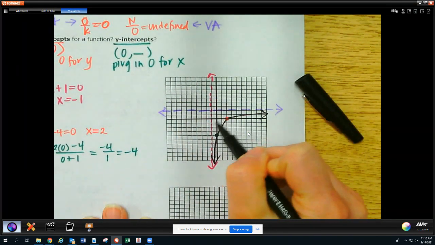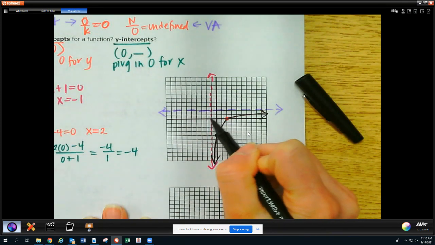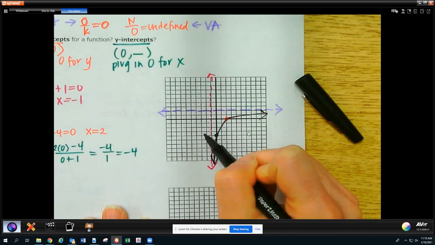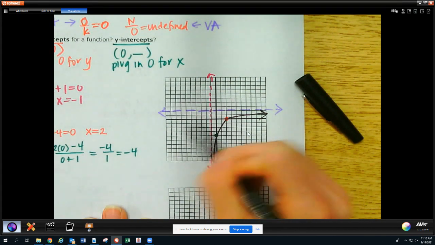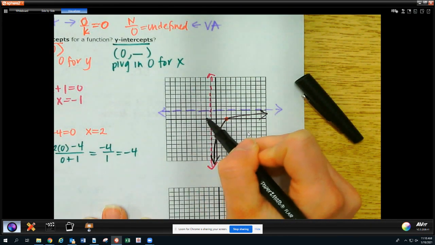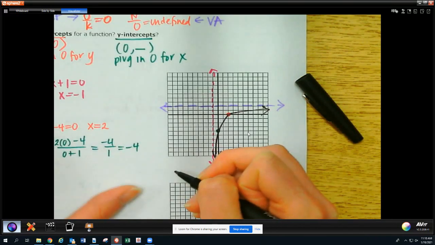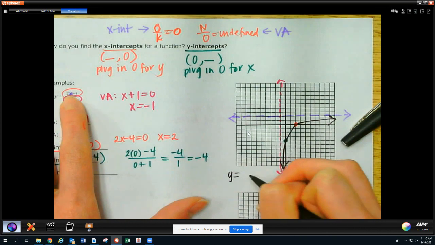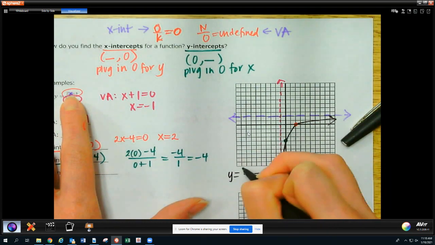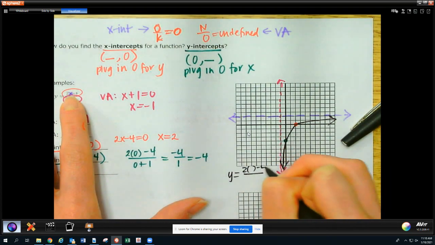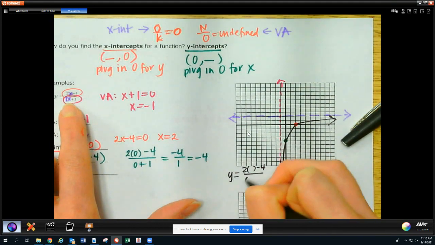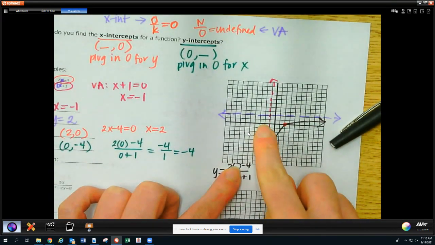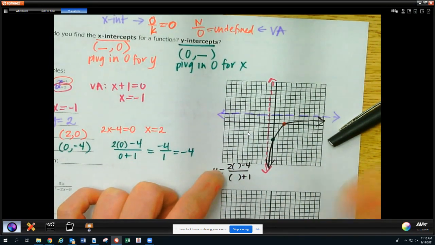And so you can pick a point. You want to pick any point to the left of this vertical asymptote. So you could pick -2, you could pick -3. I'm going to pick -2 just because it's a smaller number to plug in. And you can plug it into the original function. So my original function on top has a 2x minus 4, and then an x plus 1 on bottom. And so we're testing, you could do -2, -3. I'm just going to do -2.